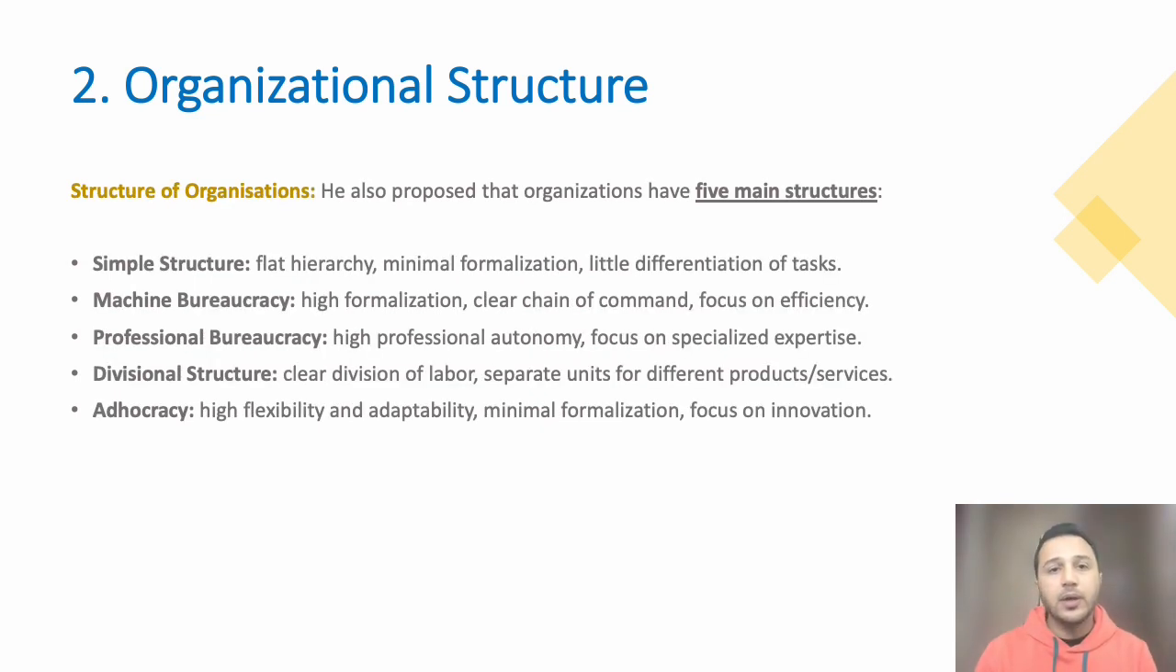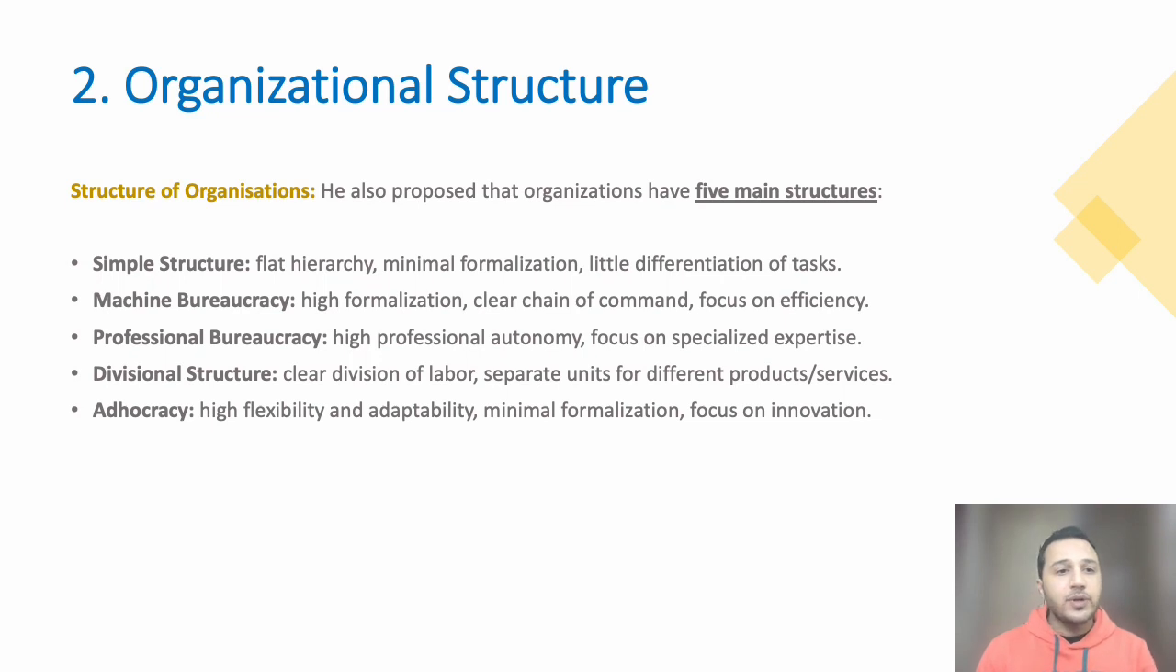Henry Mintzberg has defined the organization structure into 5 types. One is simple structure, which is generally a flat structure where there is less formalization, less differentiation of tasks, where people work collaboratively in a team manner, where we have more of a democratic culture. So this is one type of organization. The other one is machine bureaucracy, where we have more formalized, clear chain of command, where we focus on efficiency and results. This happens in the army. This happens in a crisis situation, where we want to quickly execute our work.